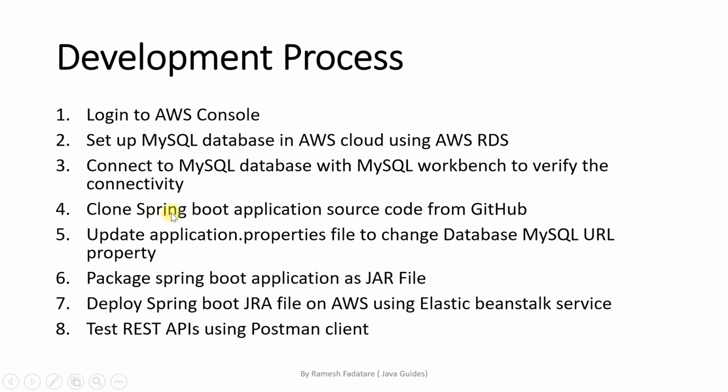And then we're gonna clone Spring Boot application source code from the GitHub repository, and then we'll update application.properties file just to change the database MySQL URL property. So we have set up MySQL database in AWS Cloud, right? And this AWS Cloud MySQL database URL we need to configure in application.properties file. Once we configure everything, then we package our Spring Boot application as a jar file, and then we'll deploy our Spring Boot jar file on AWS using Elastic Beanstalk service.